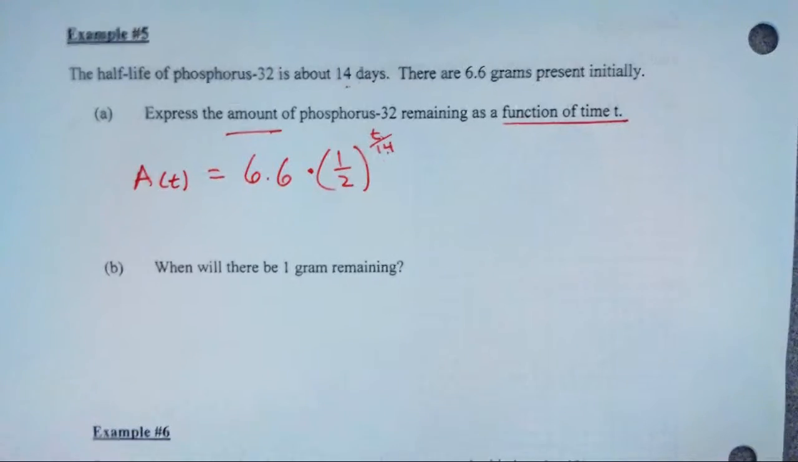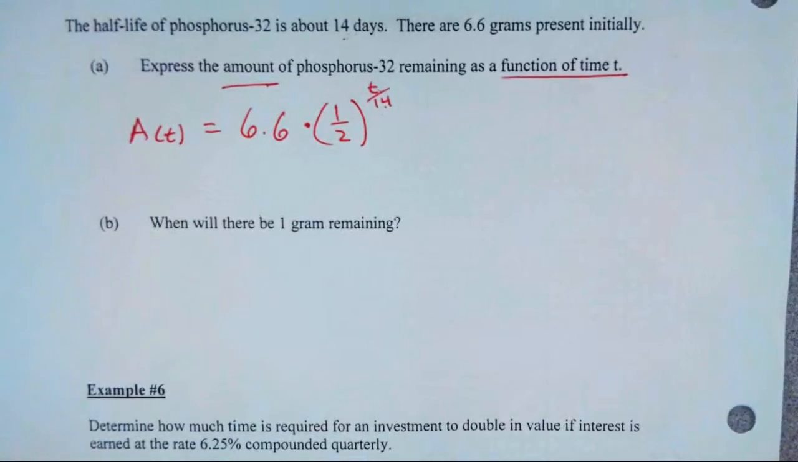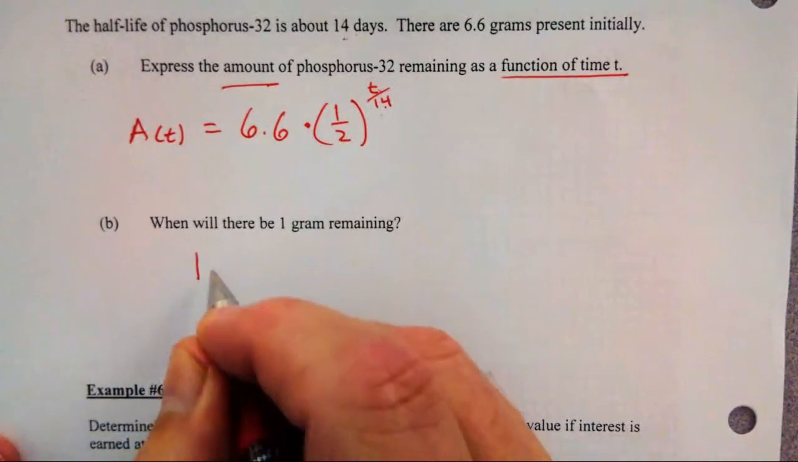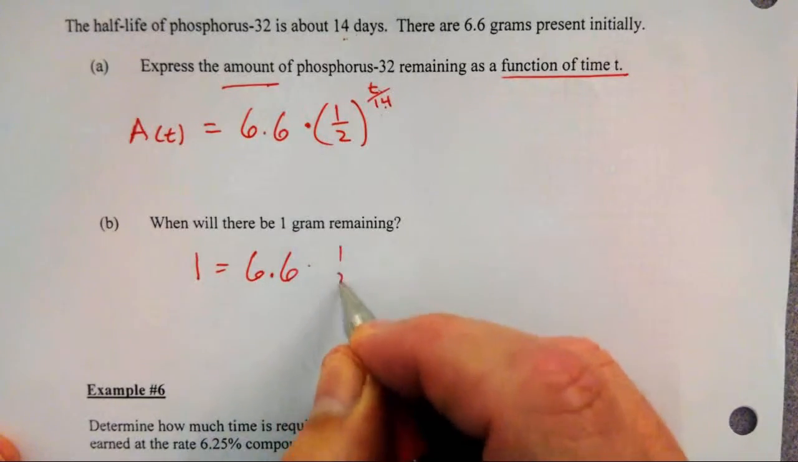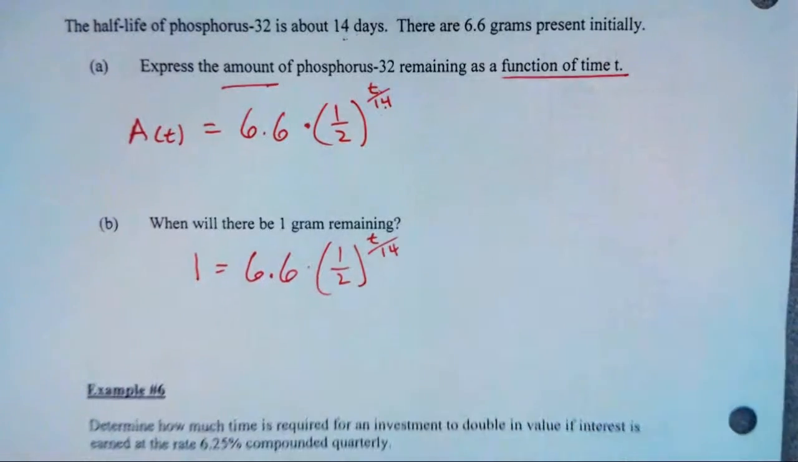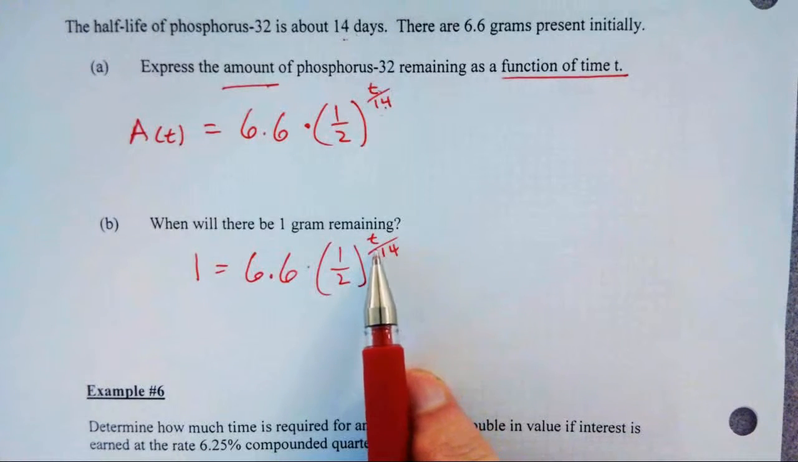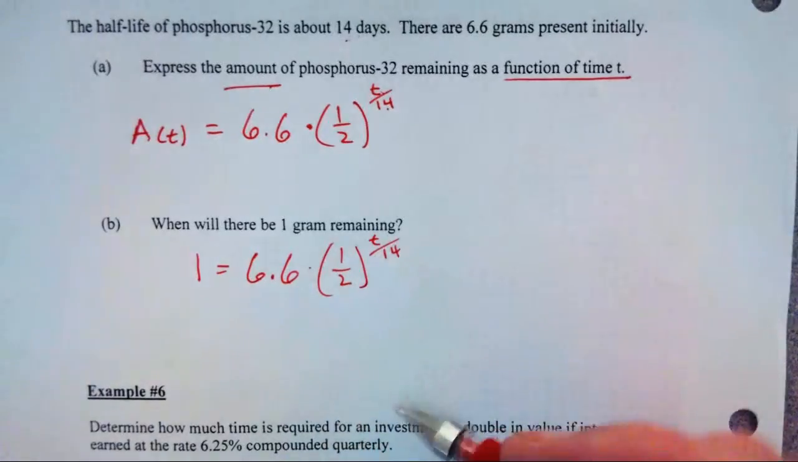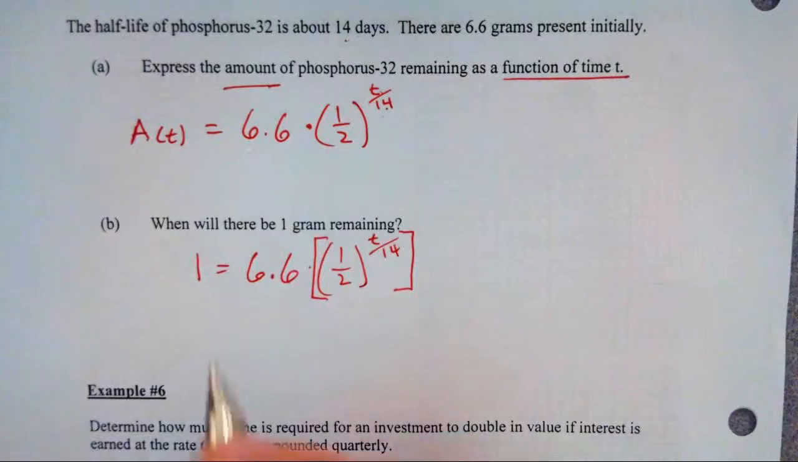Okay. So when B asks, when will there be 1 gram remaining, I want 1 equals 6.6 times 1/2 to the t on 14. To solve this for t, I'm going to have to get that variable out of the exponent. I'm going to have to use logs. Am I ready to? The exponential portion is that. I need to divide 6.6.